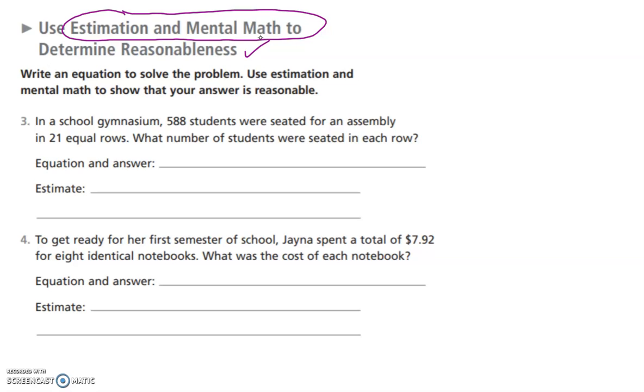In a school gymnasium, 588 students were seated for an assembly, and they were seated in 21 equal rows. So what number of students were seated in each row? Well, that means you're going to take your 588 students, and you need to seat them in rows of 21. That will give us our answer of how many students were in each row. This is a basic division problem. The only problem is you're working in big numbers, so it can take a little longer.